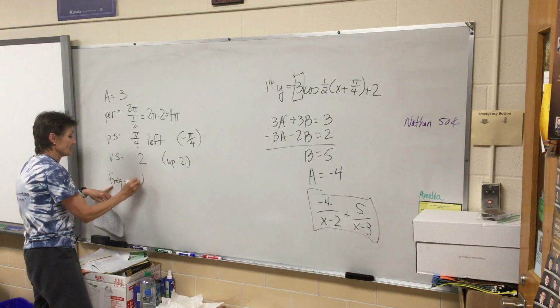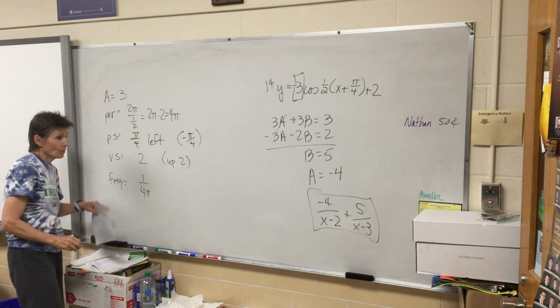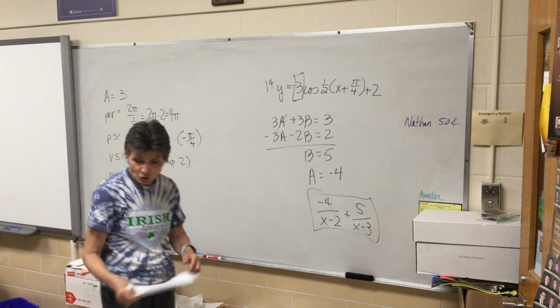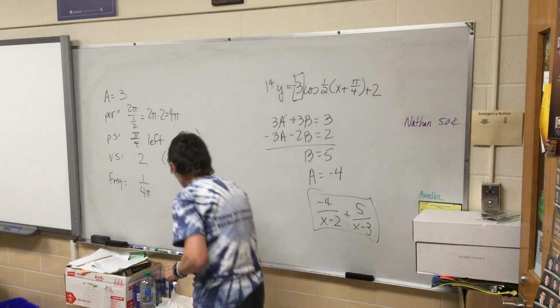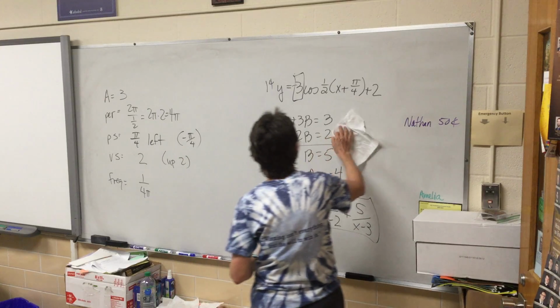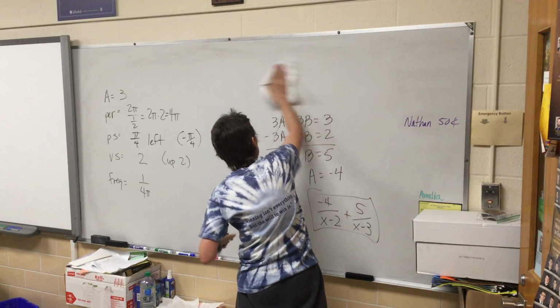Frequency is simply the reciprocal of the period. When you write that frequency, make sure that you have 1 over 4 pi. Make sure that pi is in the denominator along with the 4.